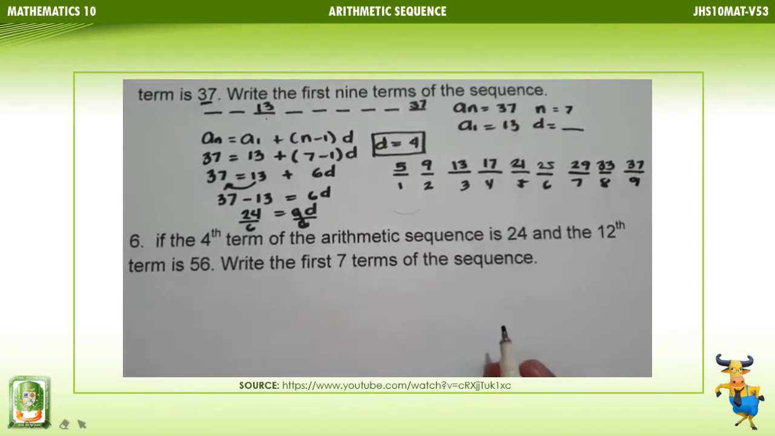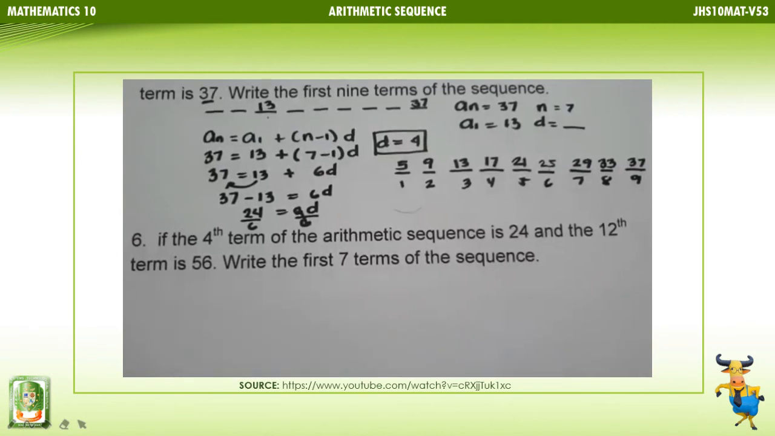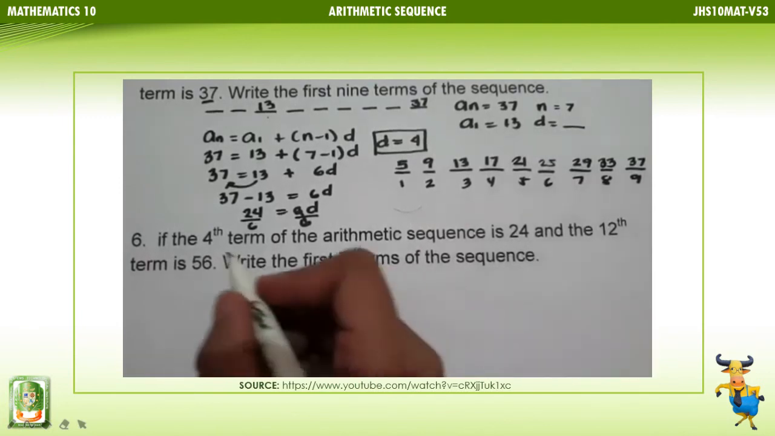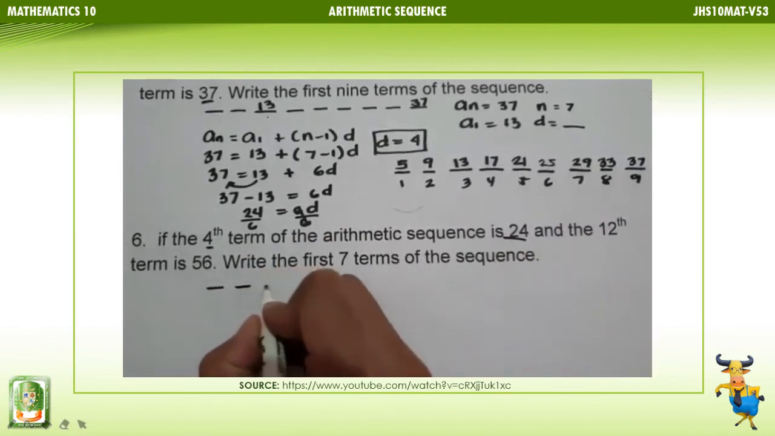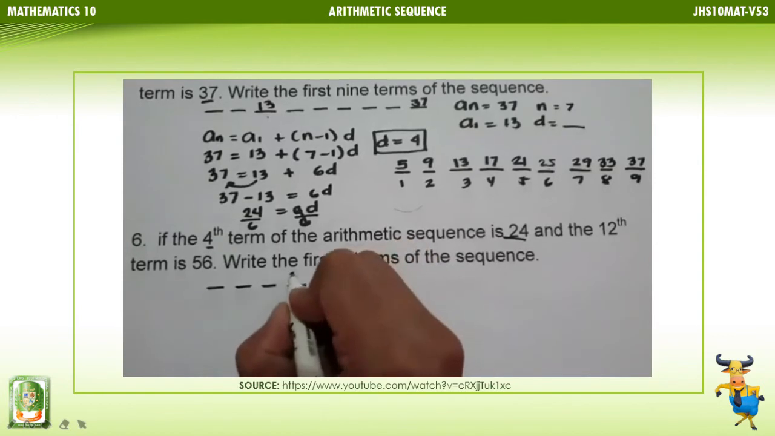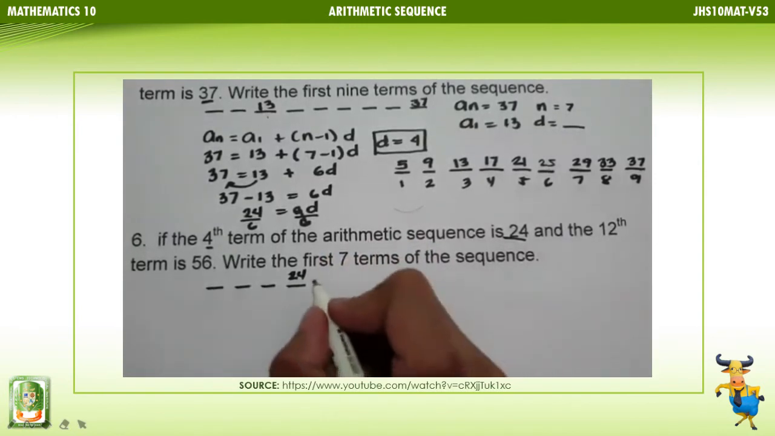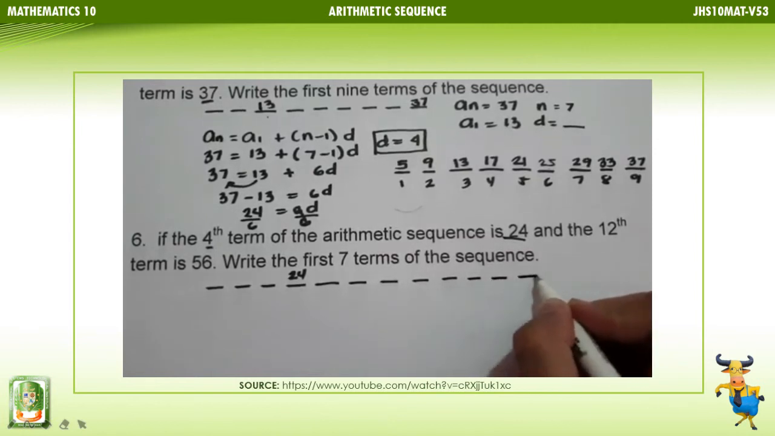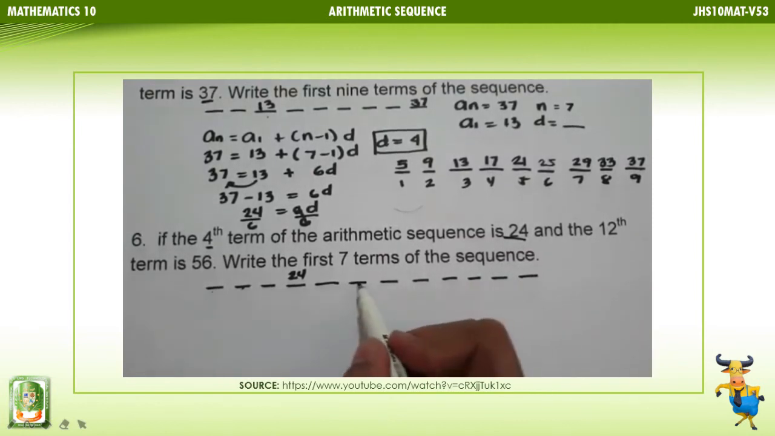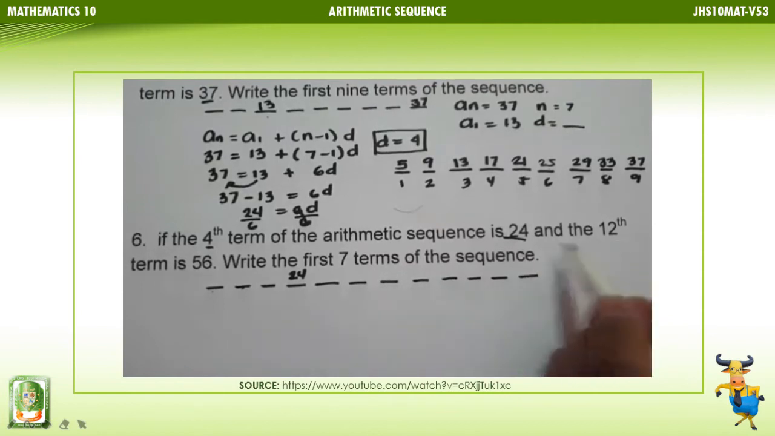What about number 6? If the fourth term of an arithmetic sequence is 24 and the 12th term is 56, write the first 7 terms of the sequence. First, let us write the given. Since the fourth term is 24, we have 1, 2, 3, 4, which is 24, the fourth term. Then we count until 12. So the 12th term is 56.